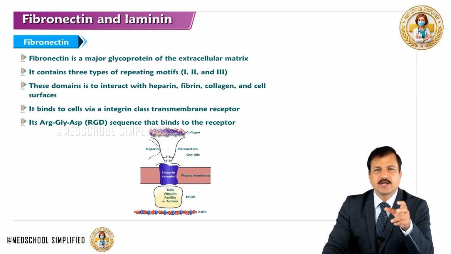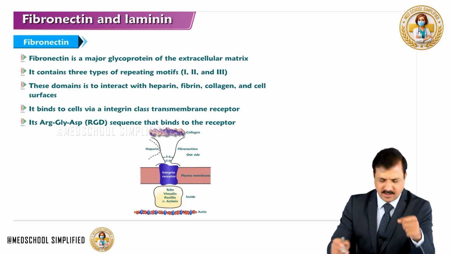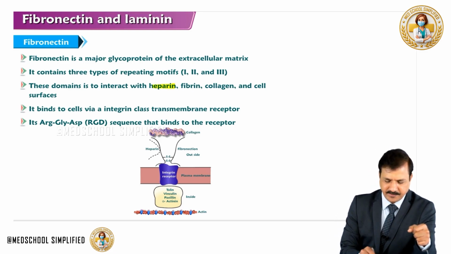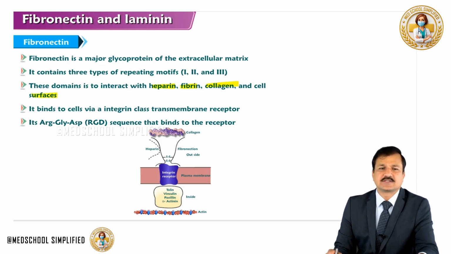And it is coded by a large gene and when this gene undergoes the transcription process to make an mRNA for fibronectin, there will be many splicing events going on to make a fibronectin molecule. Now the fibronectin in the extracellular matrix will interact with different proteins and glycosaminoglycans, and they are heparin, fibrin, collagen and also cell surfaces.